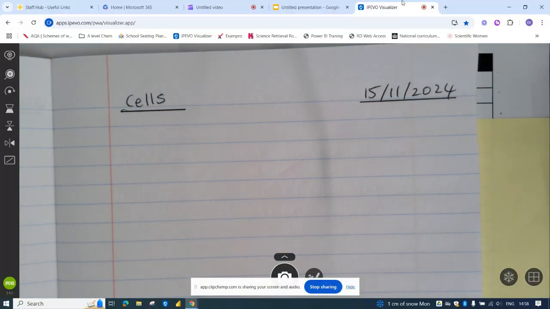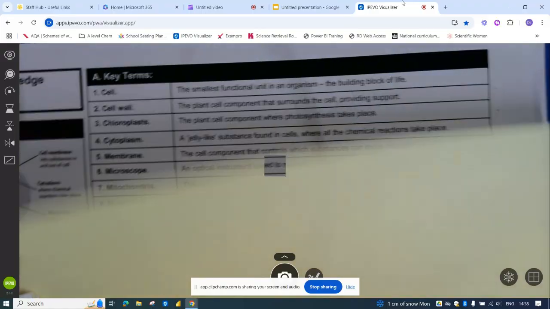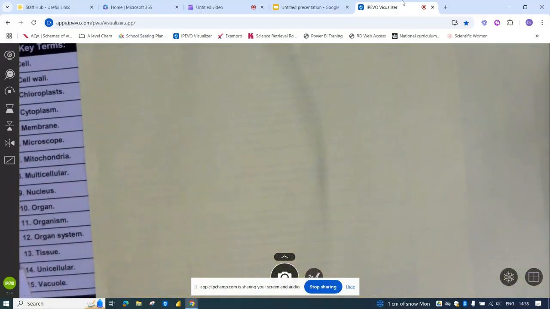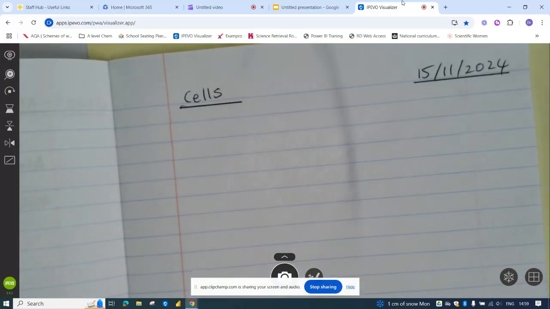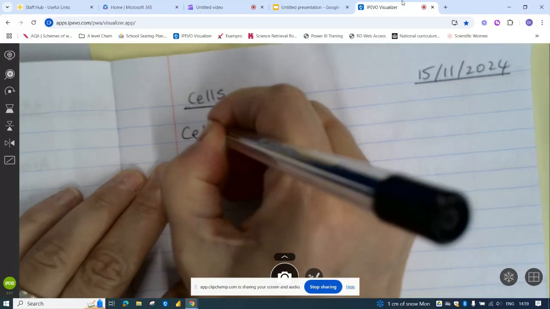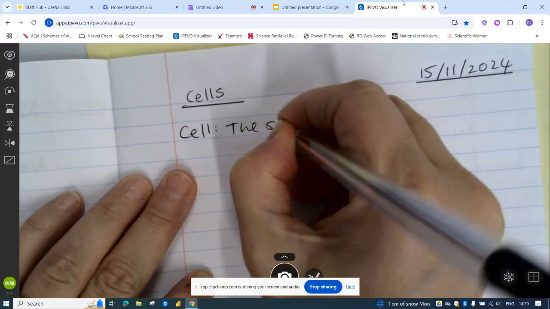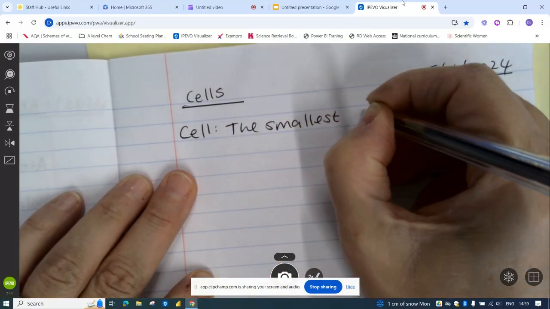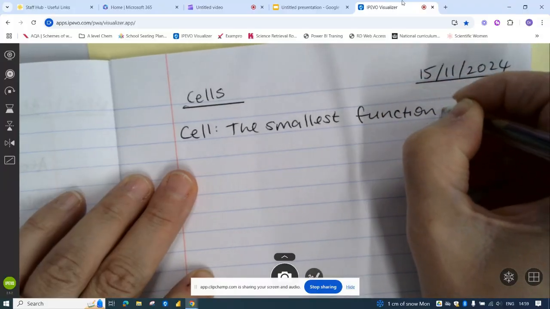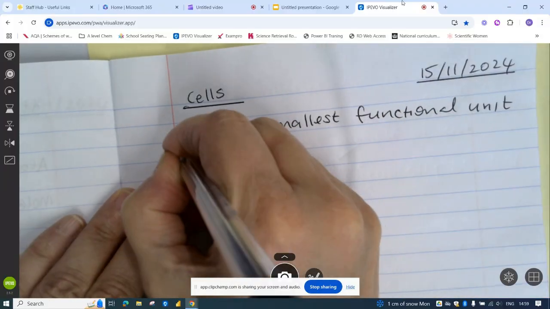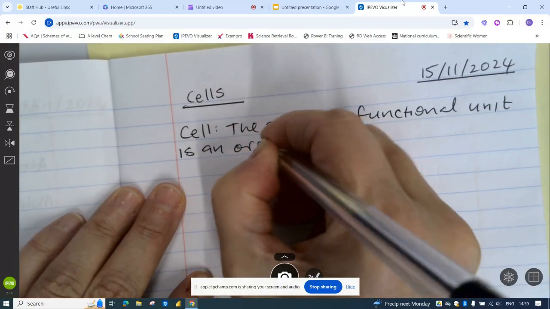Now, with my knowledge organizer covered, I would write down my key terms and see how much of each of the definitions I could remember. That first key term was the word cell. I would then put down what I could remember the key definition was. So the smallest functional unit in an organism.